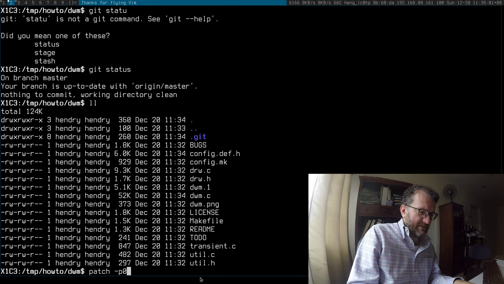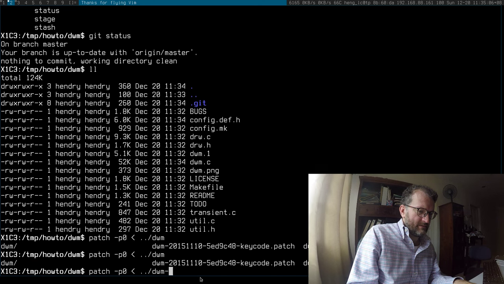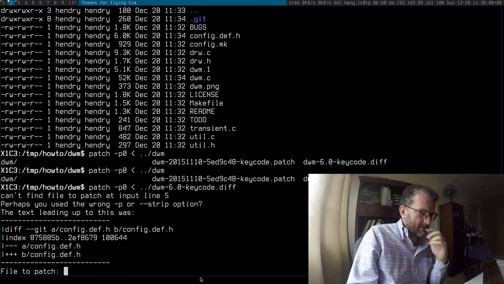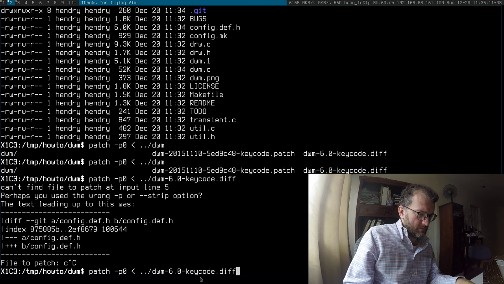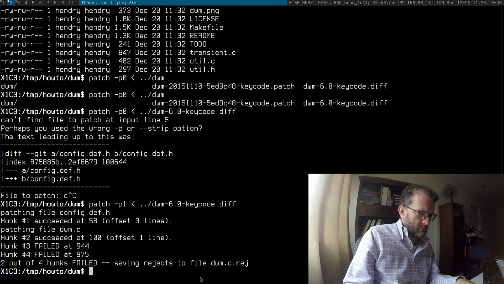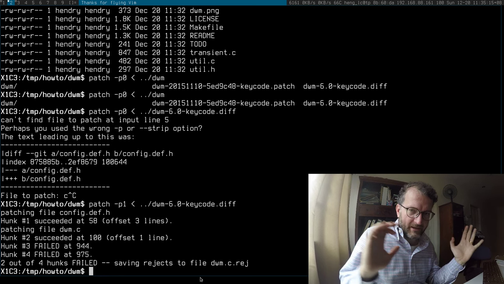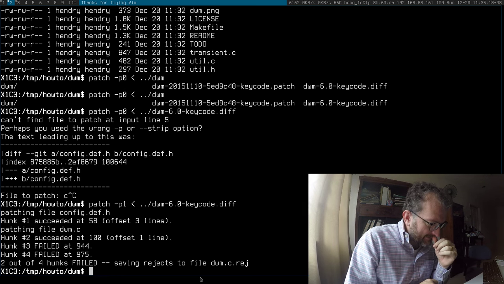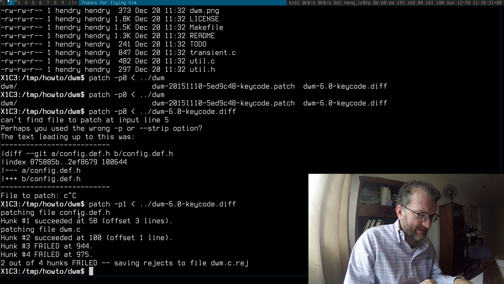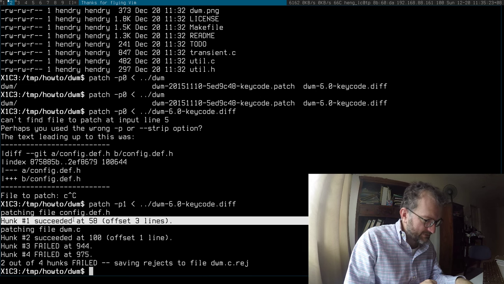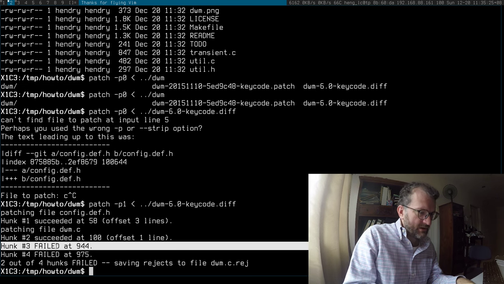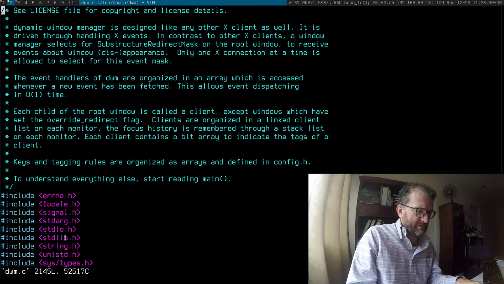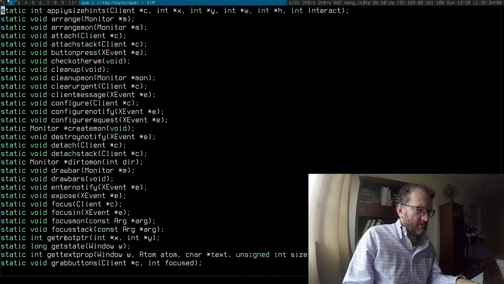Let me go patch minus p1. What happens here? Let's go for the older one. See what happens. No. Okay. So what happens if I apply the old patch, this is where it's not succeeding. Well, no, sorry, it succeeded there, failed there. So if you look in the dwm server profile, and you search for this stuff. What? Is it not in here?